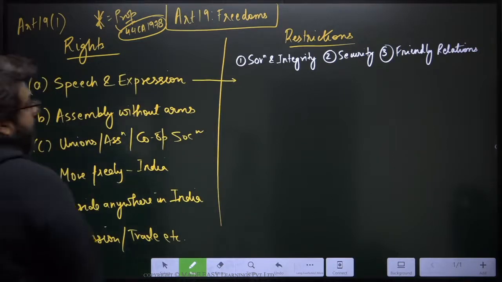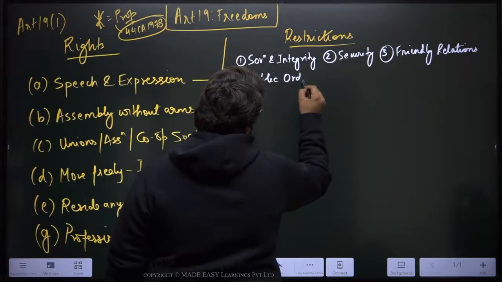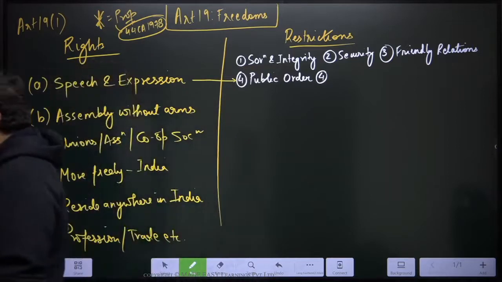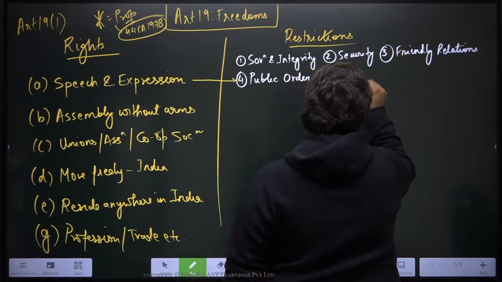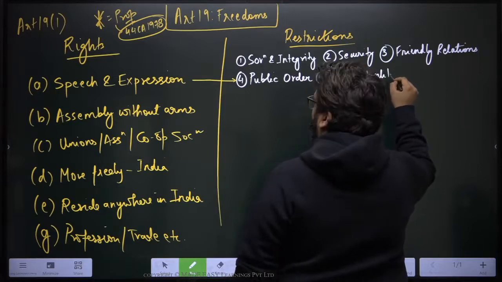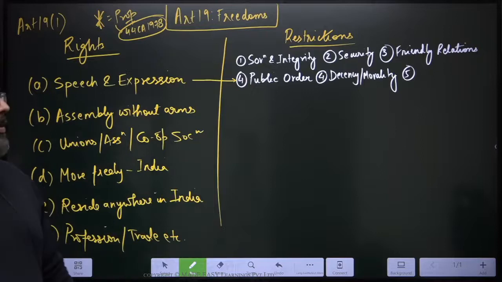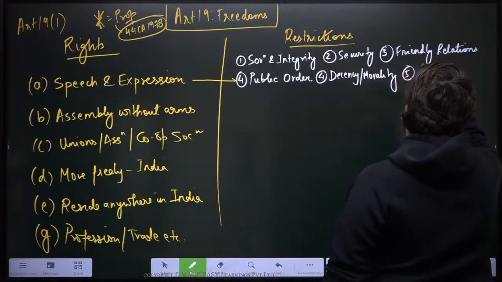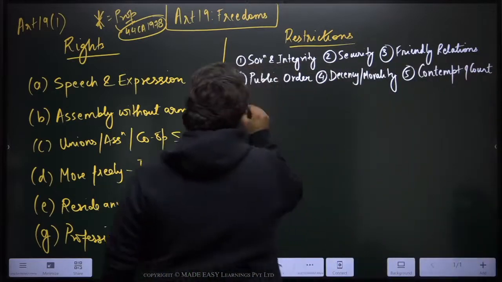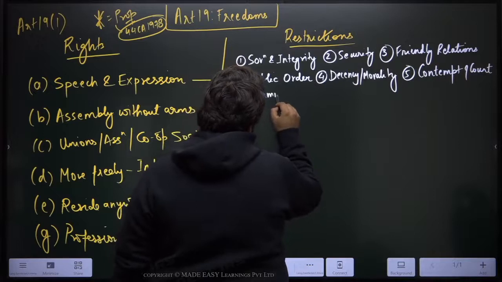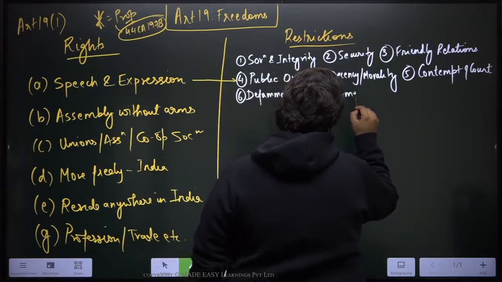Okay. Then comes the next layer, public order, decency or morality, contempt of court, and defamation. Or incitement of an offense.